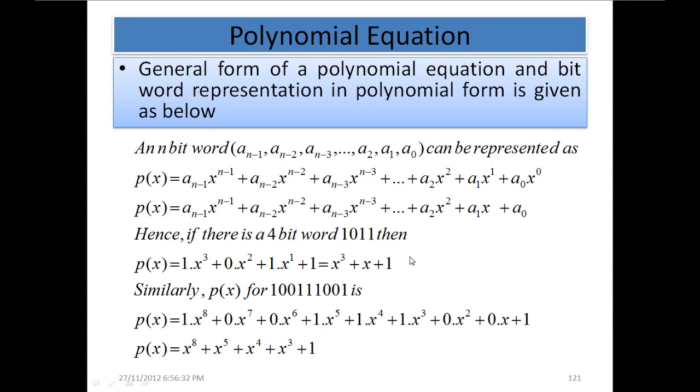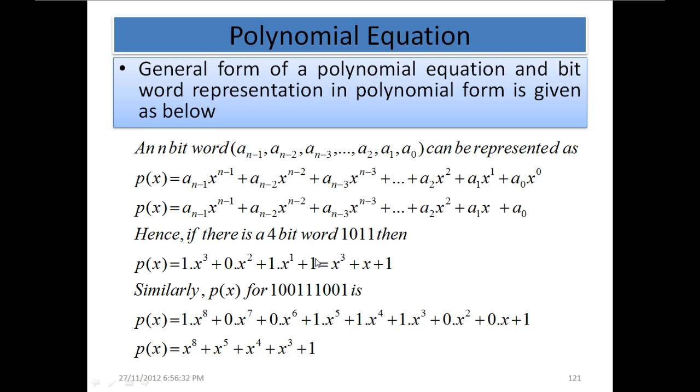Polynomial equation. The general form of a polynomial equation and bit word representation in polynomial form is given as below. An n-bit word, that is a(n-1), a(n-2), a(n-3) up to a0, can be represented as p(x) = a(n-1) x^(n-1) + a(n-2) x^(n-2) + a(n-3) x^(n-3) and so on up to a0 x^0. Since we know that any number raised to power 0 is equal to 1 and x raised to power 1 is equal to x, we have just rewritten the same equation.